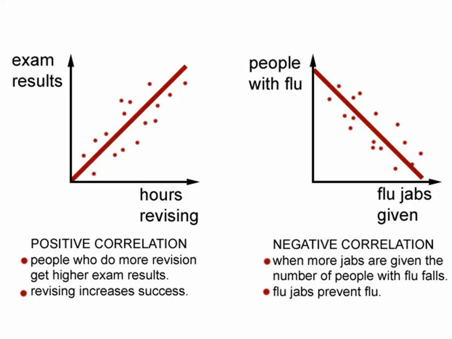Now with correlation, there are some terms you'll read about as we go through the chapter and the year. There's something called basically no correlation. Sometimes you look at variables and the variables aren't correlated. They're not related at all. If you look at these two graphs here, the plotted points would be all over the place.